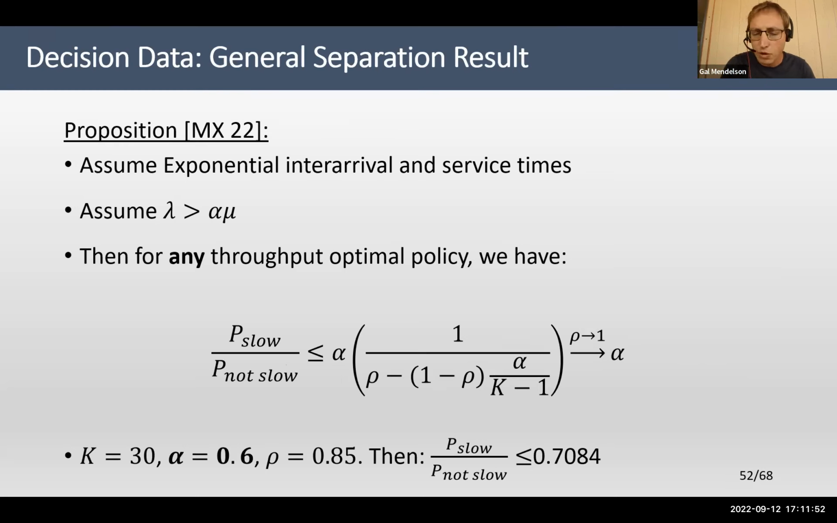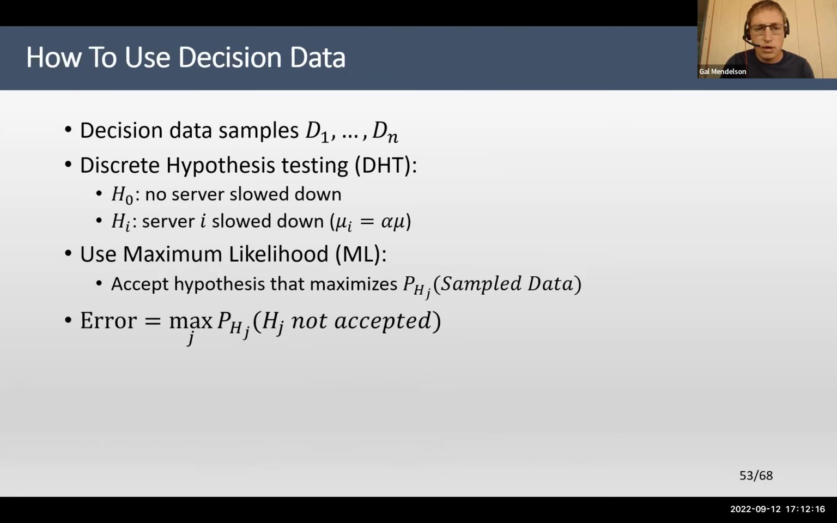So here is an example where we have 30 servers, one server slowed down by 40%, meaning alpha equals 0.6. The load is 0.85. It's not 0.99999. And this ratio is bounded from above by 0.7084. So there is a clear possibility of detection here if we take enough samples from these multinomial distributions. All right.